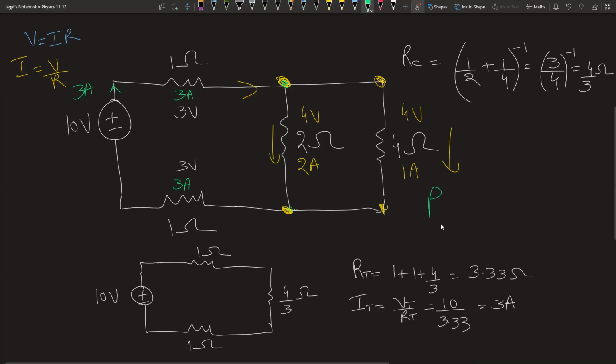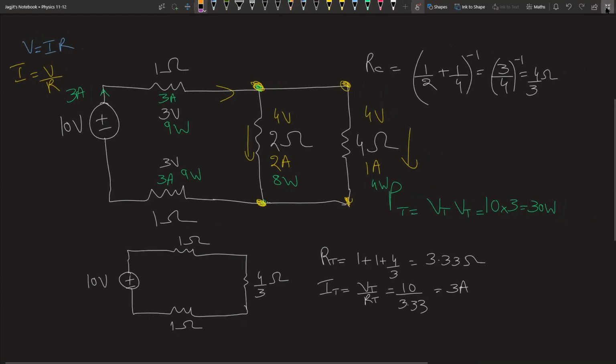They might ask you to find the total power, which is V total times I total, which is 10 times 3, which is 30 watts. And then they might ask you to find the power drop across each resistor. So you can still do VI. 3 times 3 gives you 9 watts. 3 times 3 gives you 9 watts. 4 times 2 gives you 8 watts. 4 times 1 gives you 4 watts. And if you add all of them up, they should equal the total, which is 30. So there we go, folks. This is how you're going to tackle these questions. This is a combined series and parallel question.